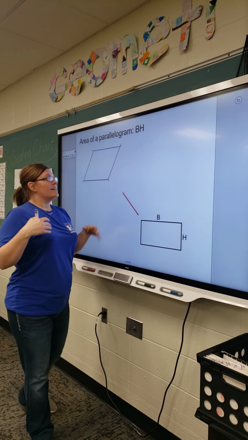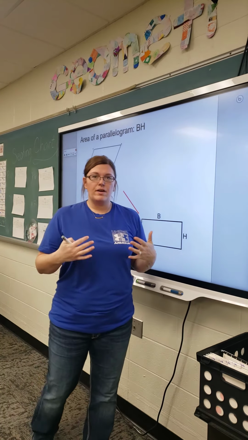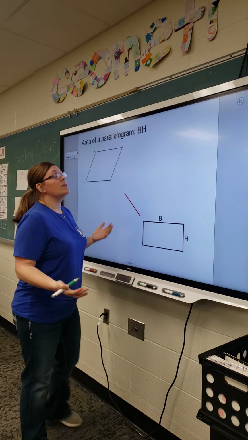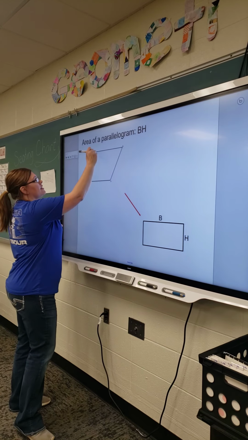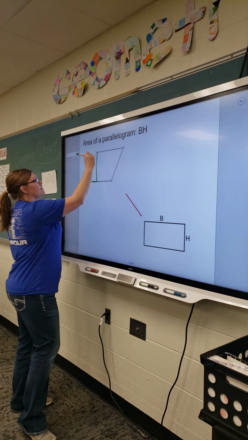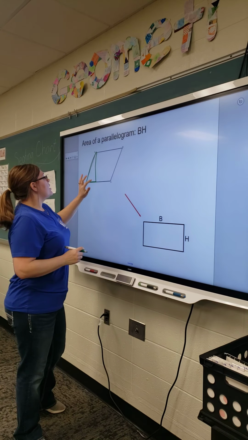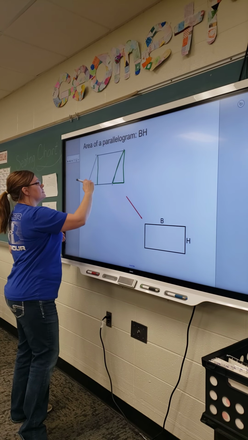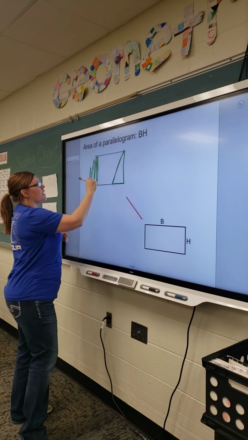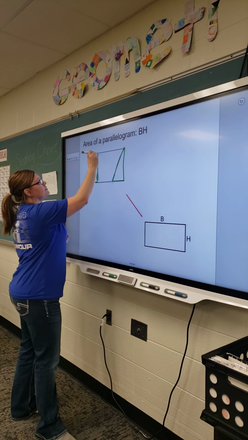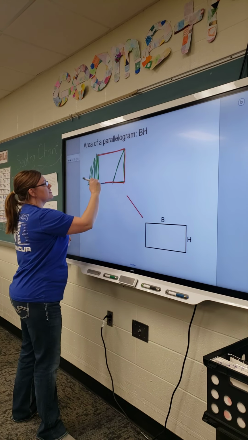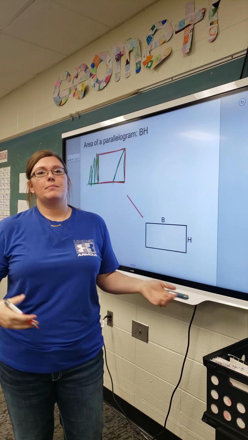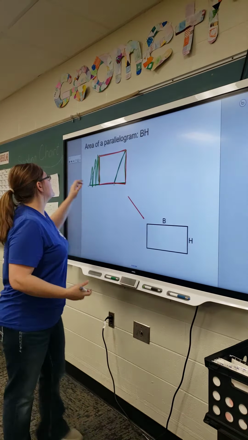Well, if I take this parallelogram and I rearrange it, I can make a rectangle. We all know that the area of a rectangle is base times height. We learned that in middle school. So you take this, trace that triangle. If I take that triangle and I move it over here, and I take that part out, I'm left with a rectangle, which is why the area of a parallelogram is the same as the area of a rectangle, base times height.